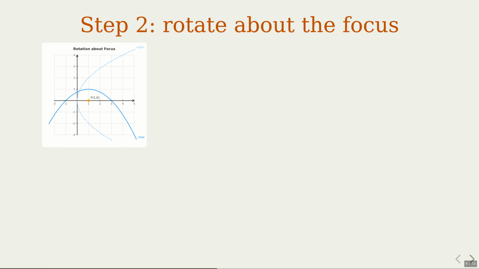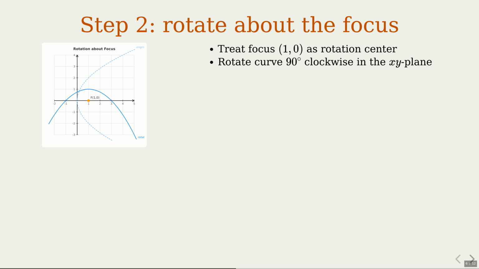Next, we want to understand what it means to rotate the parabola 90 degrees around its focus. Think of the focus at (1, 0) as a pin in the paper that we rotate the curve around. Rotating the axis counterclockwise is equivalent to rotating the curve itself clockwise by 90 degrees, while keeping the axis fixed. So the line grid stays put, and the parabola swings around the focus.